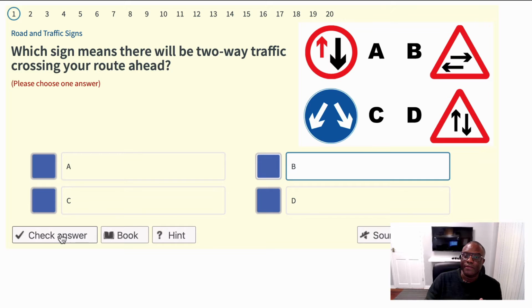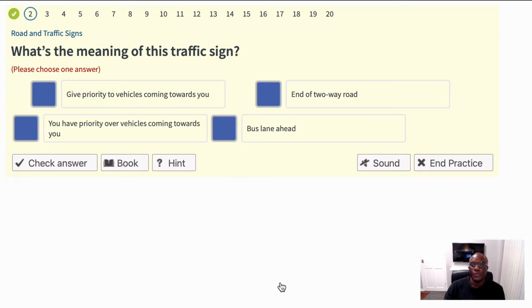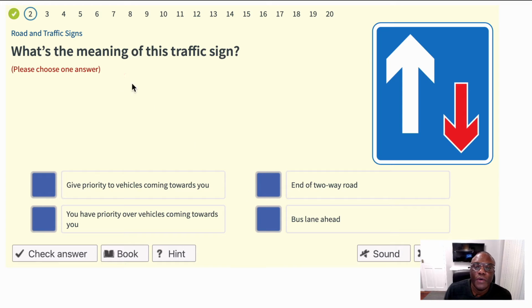So let's just check that. And you can see that's correct. So I move on to number 2. What's the meaning of this traffic sign? Remember, you're always going up with signs and images. So you're going up with the white arrow, which is bigger than the red. So your options are give priority to vehicles coming towards you because you're the bigger arrow, if you like.